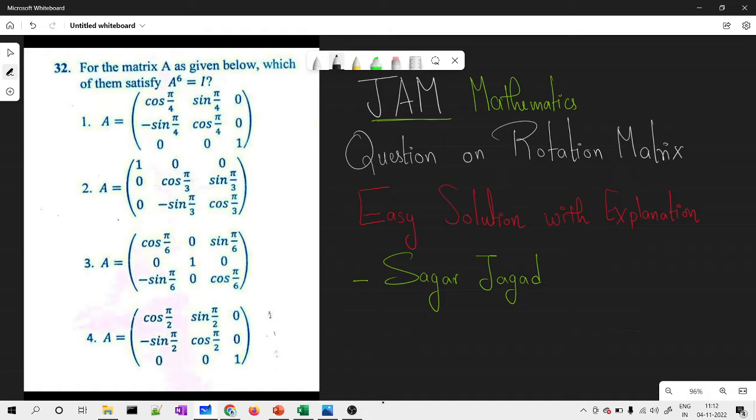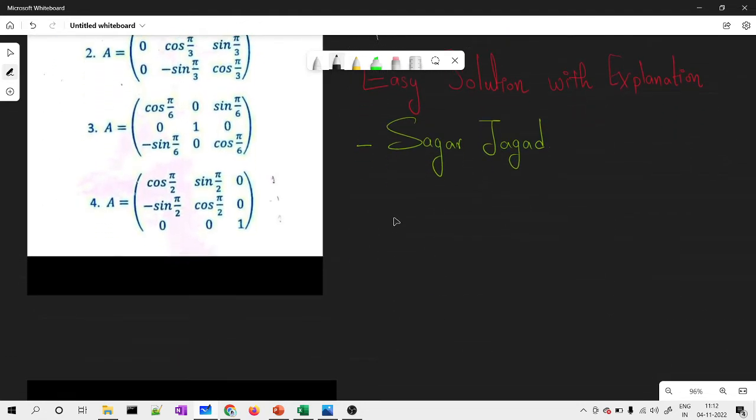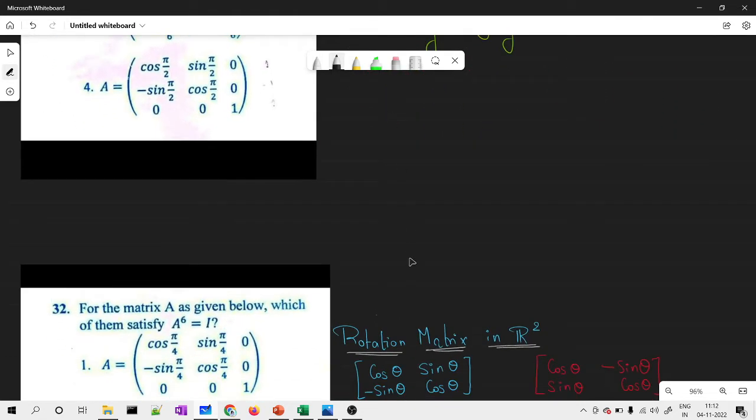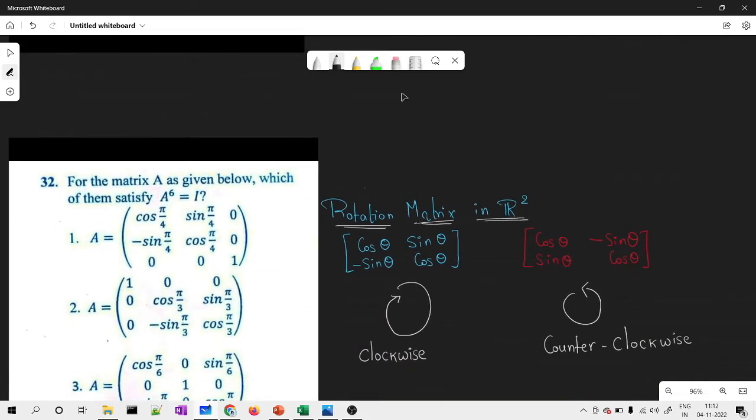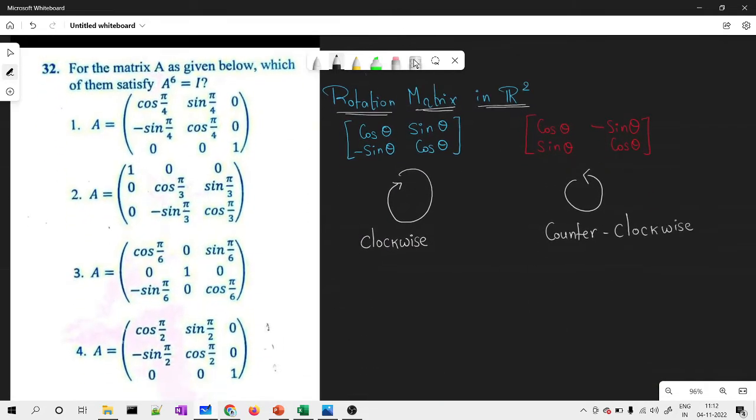In this question, as you see, you can identify it is somewhat related to a rotation matrix. So let us just understand the concept of rotation matrix first, and the problem is very simple. All the TY students should know what is a rotation matrix in R2, right? So what is a rotation matrix in R2? There are two forms.